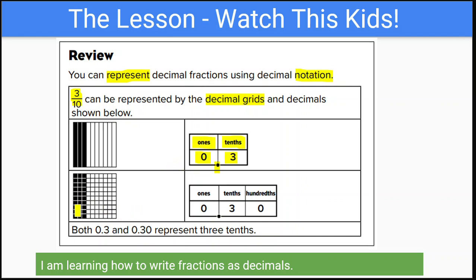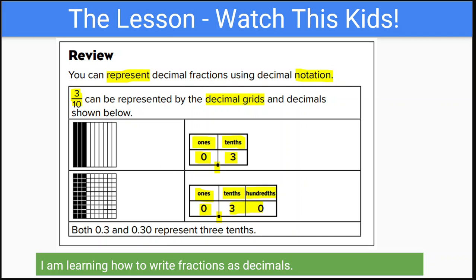Now this one right here is showing 30 out of 100 parts, okay? Once again, there's no wholes, so we put a 0 right there. Here's the decimal point, okay? Here's the tenths right here. Now, we had tenths up here and tenths down here. That's the same, okay, because it's the same amount of shaded space here. But we go one space over to the right in our place value chart, and this one's called hundredths. And we read this as 30 hundredths.